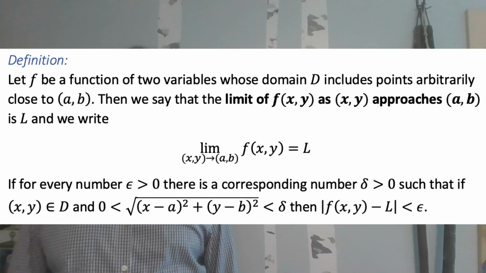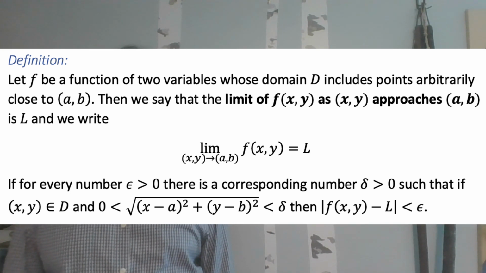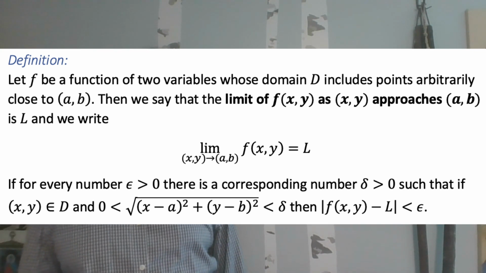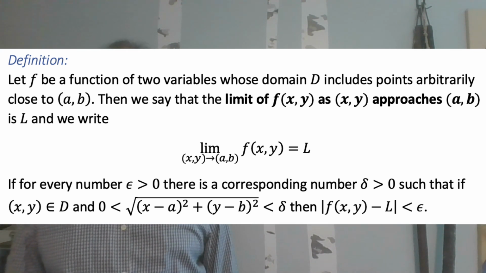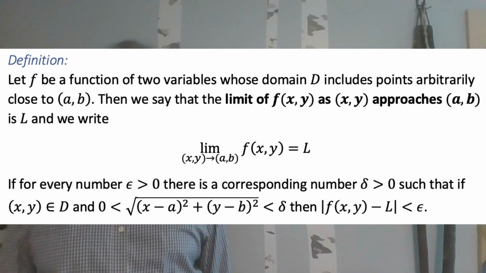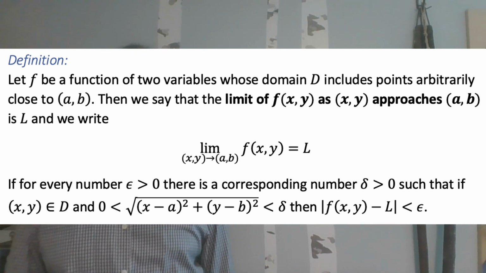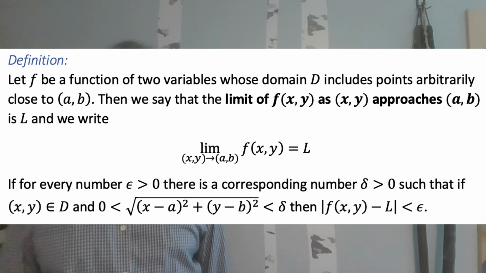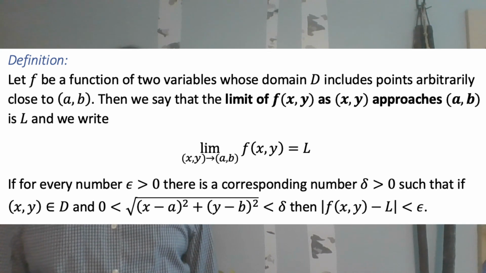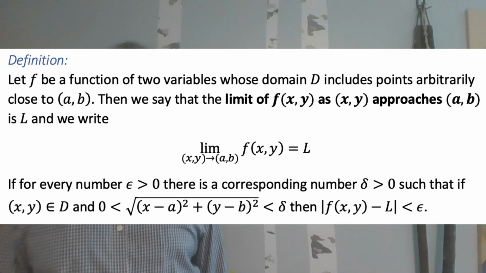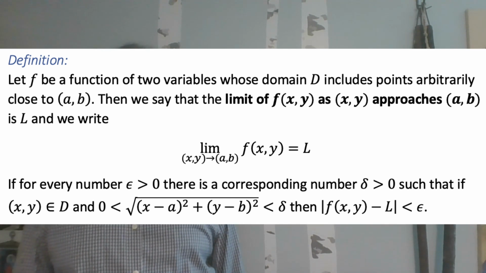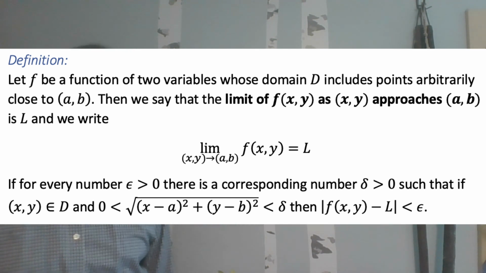Now the idea behind a limit becomes this complicated limit with an epsilon and delta. That is, for every epsilon bigger than 0, there corresponds a number delta, such that if you have your point (x, y) in a domain and 0 is less than the distance between (x, y) and the point (a, b), so that distance is less than delta, then the absolute value of the difference between f(x, y) and the limit is going to be less than epsilon.